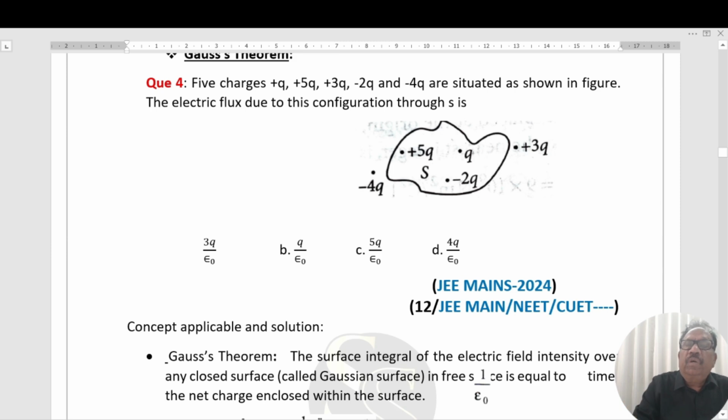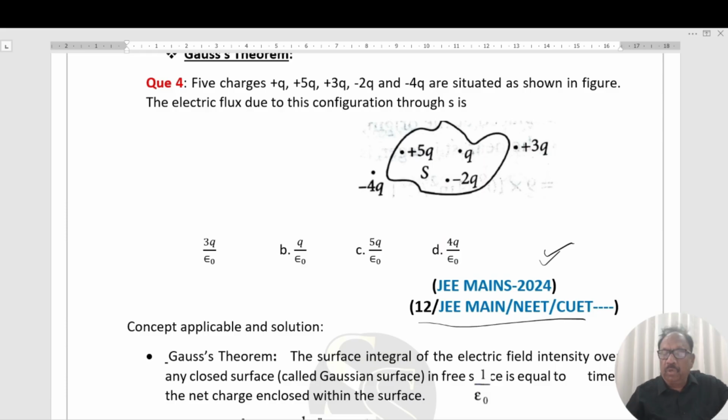The question is: 5 charges, plus Q, 5Q, plus 3Q, minus 2Q, minus Q, are situated as shown in the figure. The electric flux due to this configuration through S is. This question is taken from JEE Main 2024.